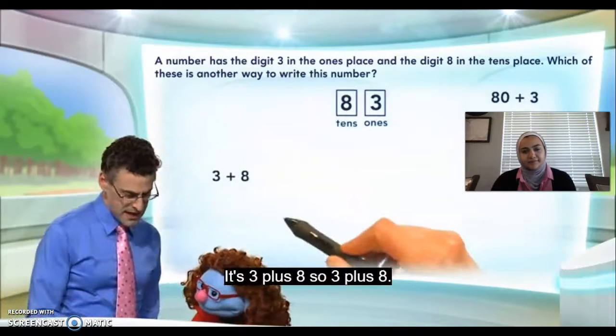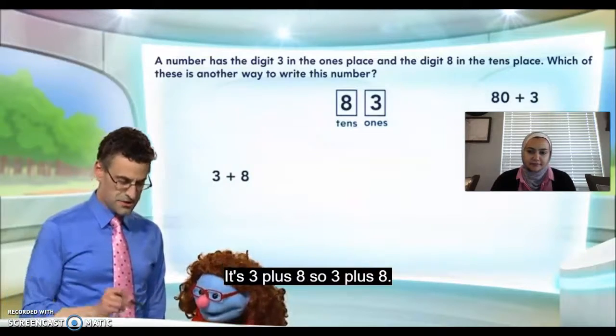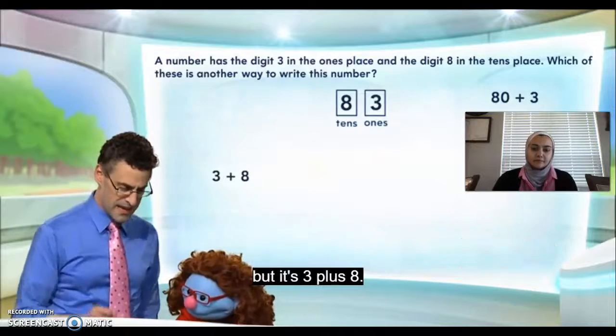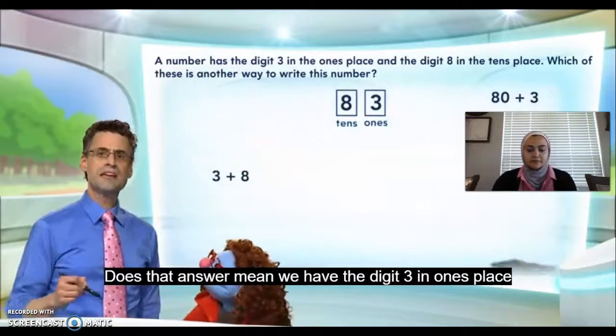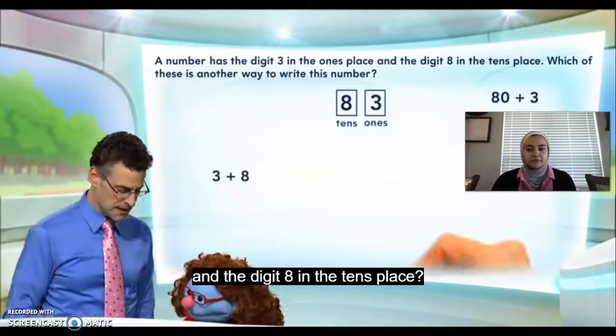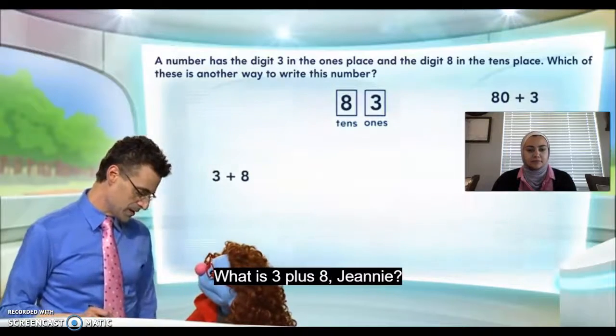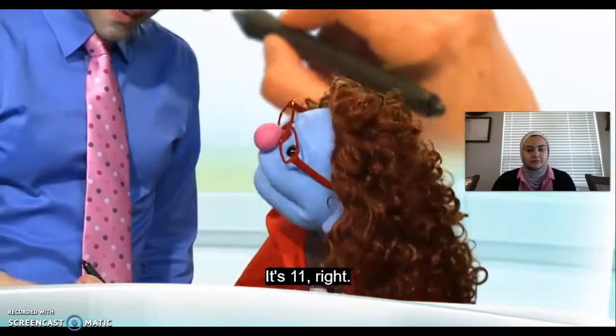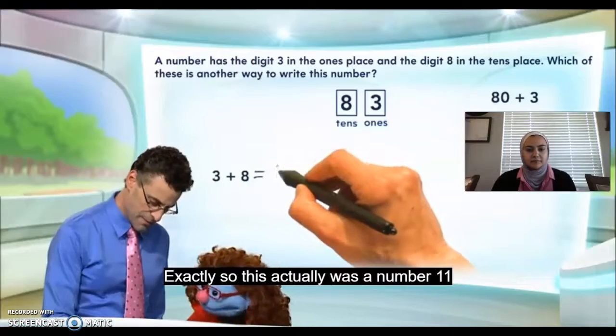Oh, it's 3 plus 8. Notice we have a 3 and we have an 8. But does the answer to 3 plus 8 mean we have the digit 3 in the ones place and a digit 8 in the tens place? What is 3 plus 8, Jeannie? Well, it's 11, right? Exactly. So this actually equals the number 11.